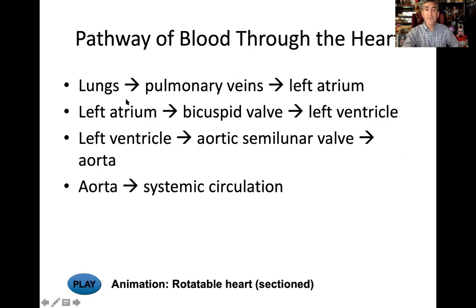So left atrium through the bicuspid valve or left atrioventricular valve, left ventricle. And once we're in the left ventricle, we contract, we go out through the aortic semilunar valve to the aorta, and then finally to the whole body. And again, eventually we drain back through the inferior vena cava, superior vena cava, coronary sinus, back to that right atrium.